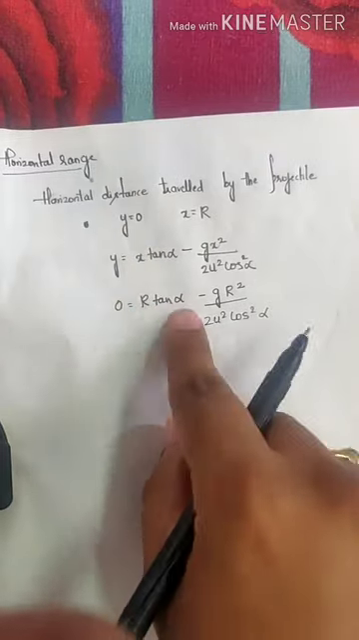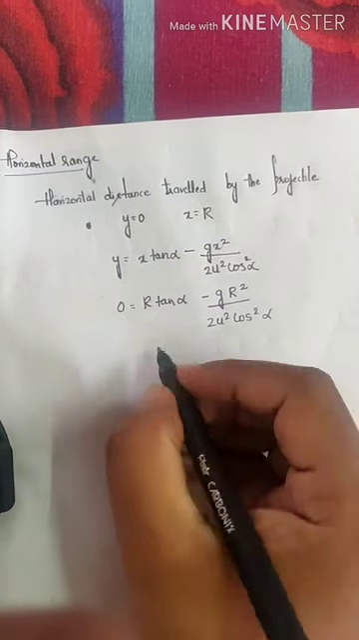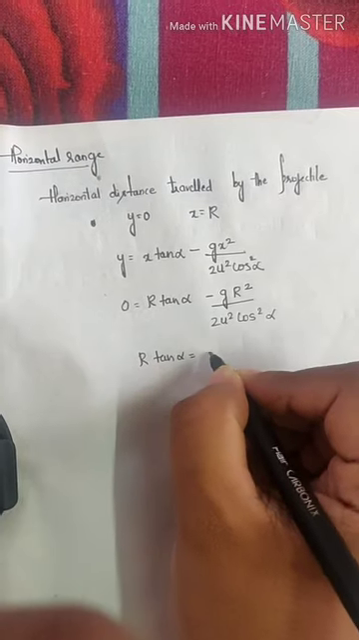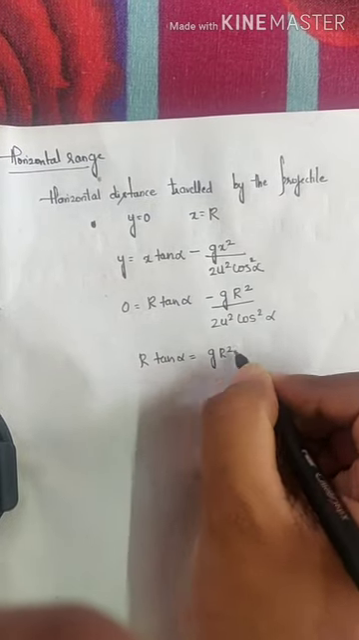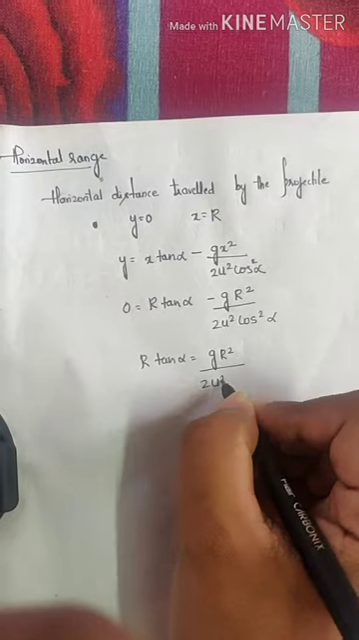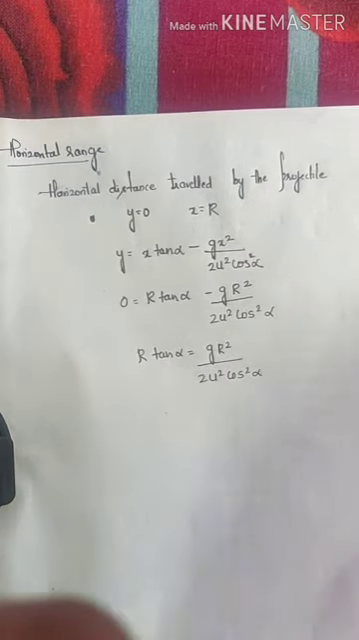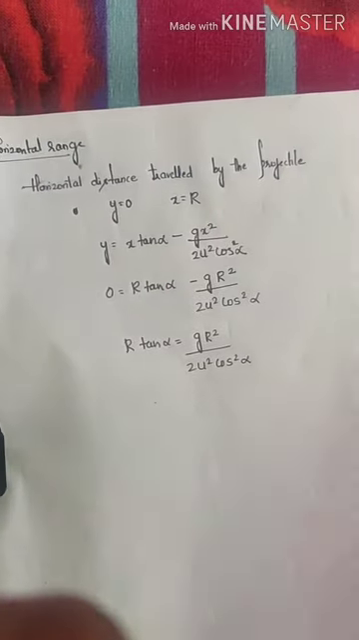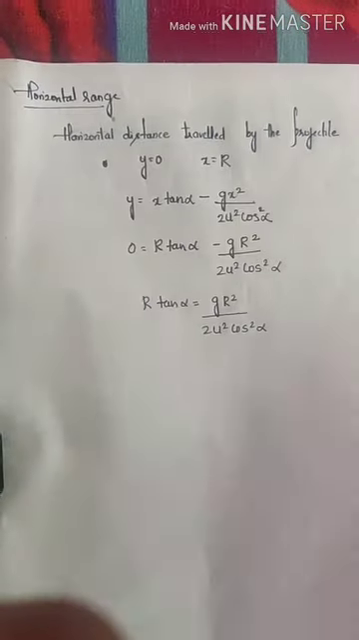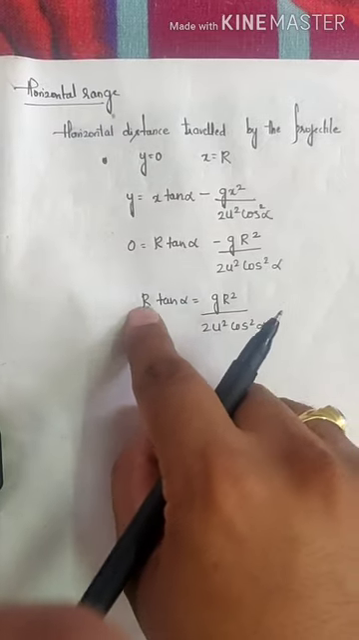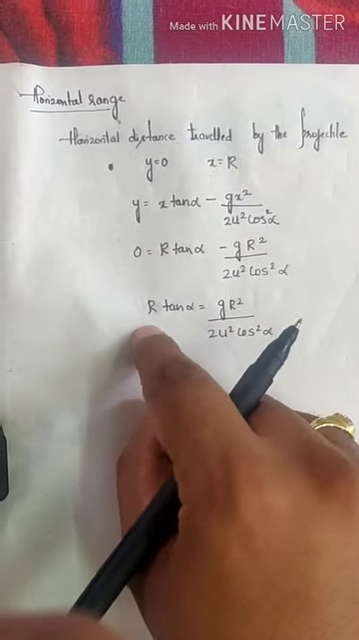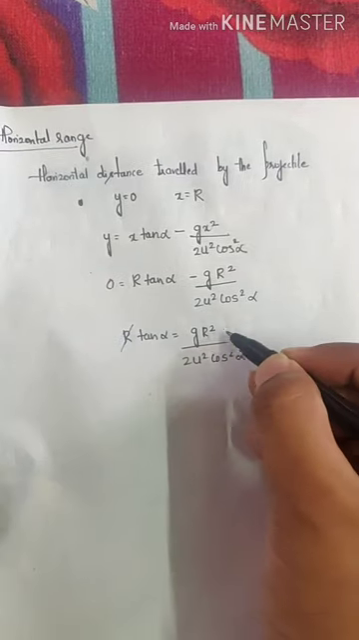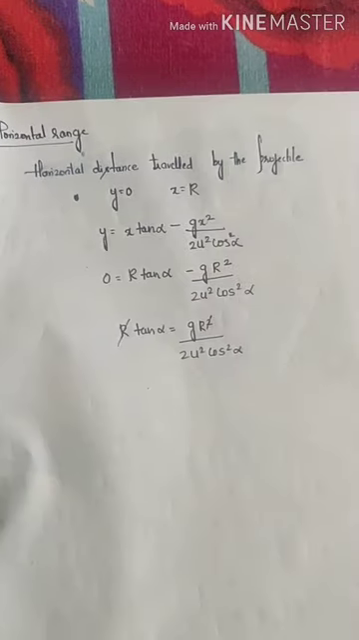Now this is 0, so I'll take this term on the other side. So this will be R tan alpha is equal to g R square upon 2u square cos square alpha. Meaning this minus goes on the other side and becomes plus. Now I should reduce this and get the equation for R, because R stands for range. We have R here and R here, so one R gets cancelled.